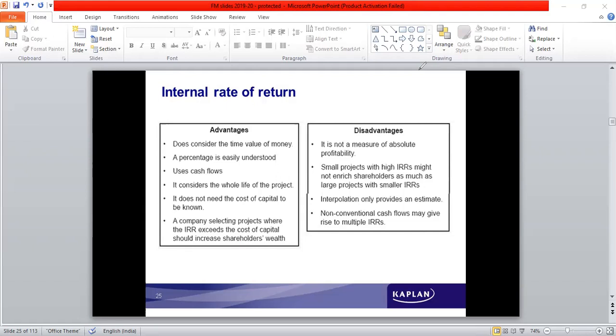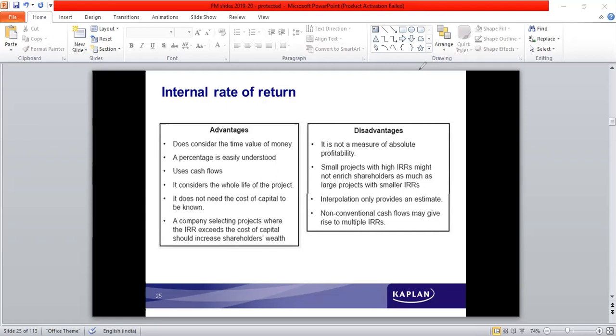Then, it is not a measure of absolute profitability. Absolute is in dollar value, like NPV. Small projects with high IRR might not enrich. So there is some difficulty in considering IRR to be the best one.